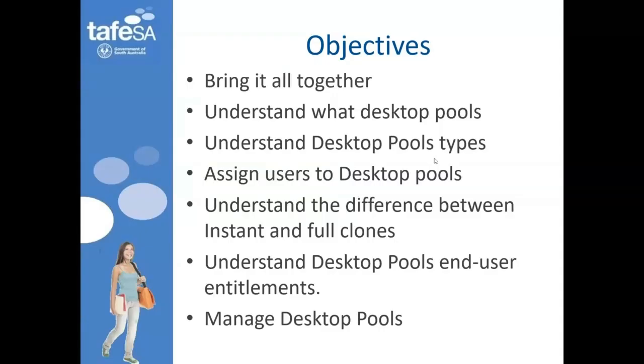Okay, and this is the pool of desktops that the users can connect to. And today we're going to bring it all together. We're going to understand what desktop pools are. We're going to understand the different types of desktop pools. We're going to assign users to desktop pools with what's called entitlements. And we want to understand the difference between instant and full clones, and understand desktop pool end user entitlements, as well as managing the desktop pools. Some tasks that are involved in managing desktop pools.